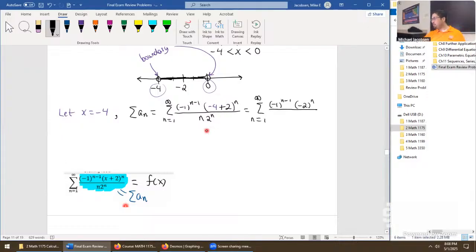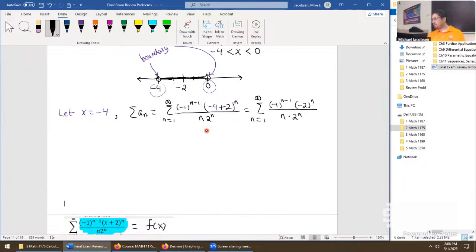Down below, we have n times 2 to the power of n. This cancellation is kind of involved, out of nowhere. Let's take our extra time with this one again. Let's factor this so we cancel cleanly. This is a sum from 1 to infinity, (-1) to the power n minus 1, and where the red dot is, that's really just -1 times 2 to the power of n.